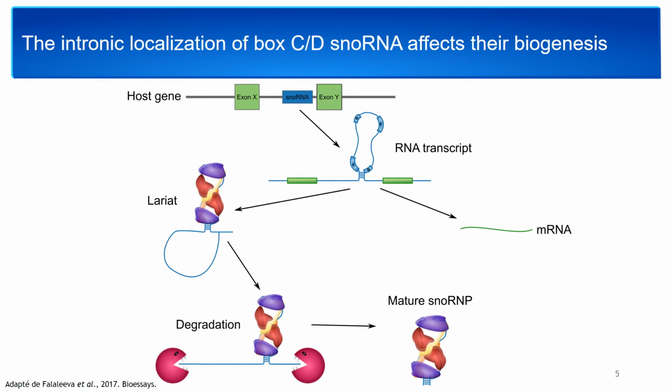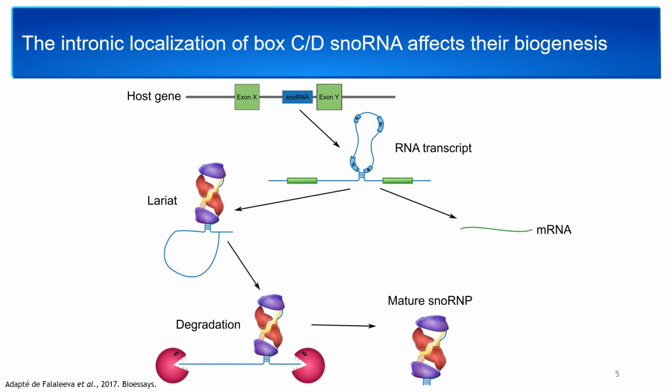Here's a general overview of how snoRNAs are produced. A host gene containing the snoRNA sequence is transcribed and spliced into a mature mRNA and lariats. In this case, a lariat containing the snoRNA and its bound snoRNP core proteins. The lariat will be debranched and degraded by 3' and 5' exonucleases, and the snoRNP core proteins bound to the snoRNA sequence will prevent subsequent degradation, leading to mature snoRNP.